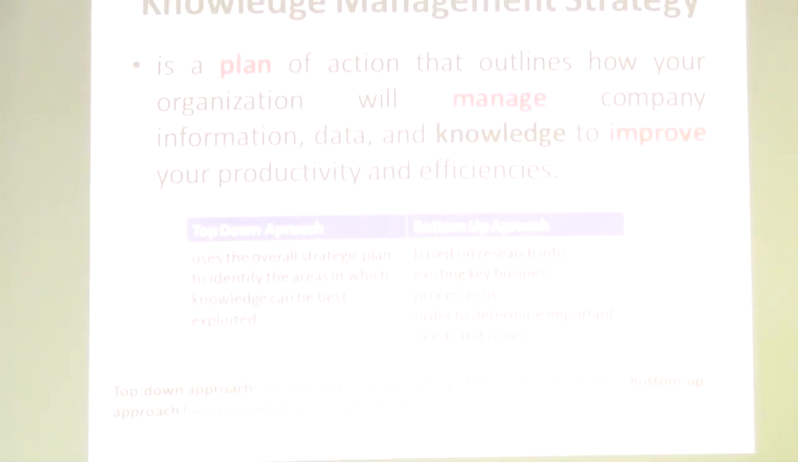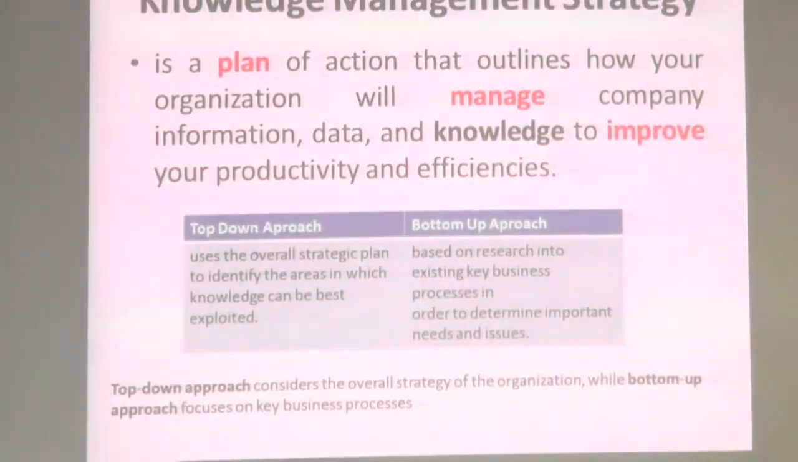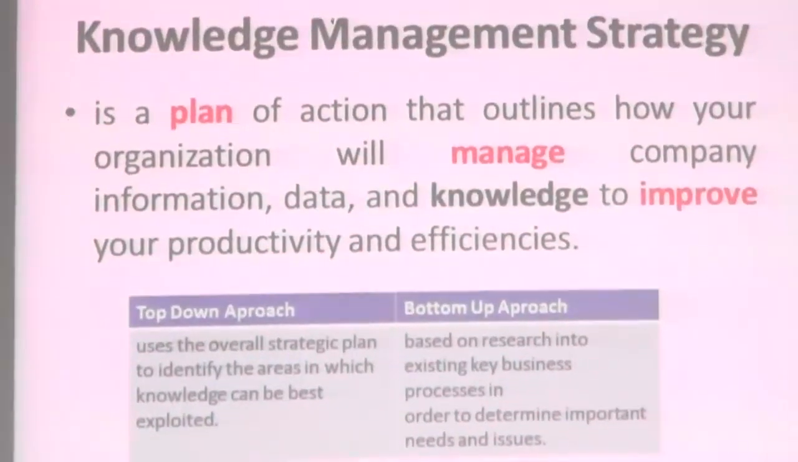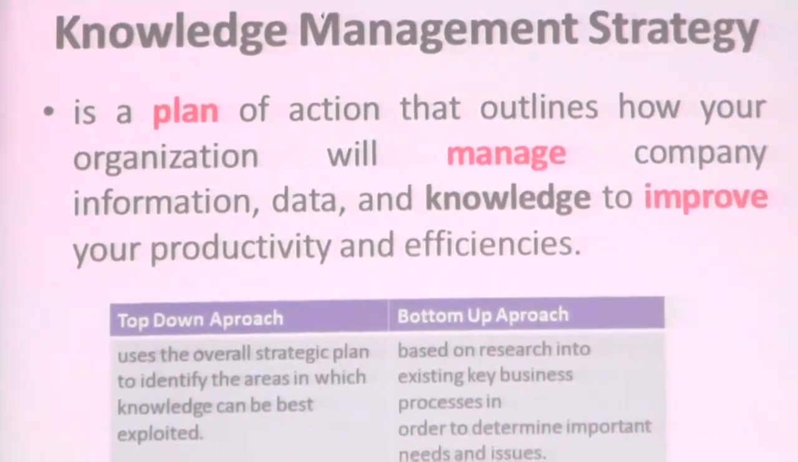In the previous session we talked about strategy and how it is aligned in the organization. Knowledge management was discussed and a brief introduction was given. Now, we start from this slide: developing and implementing a knowledge management strategy. We talk about what a knowledge management strategy is. It's a plan to improve productivity and efficiency in the organization.